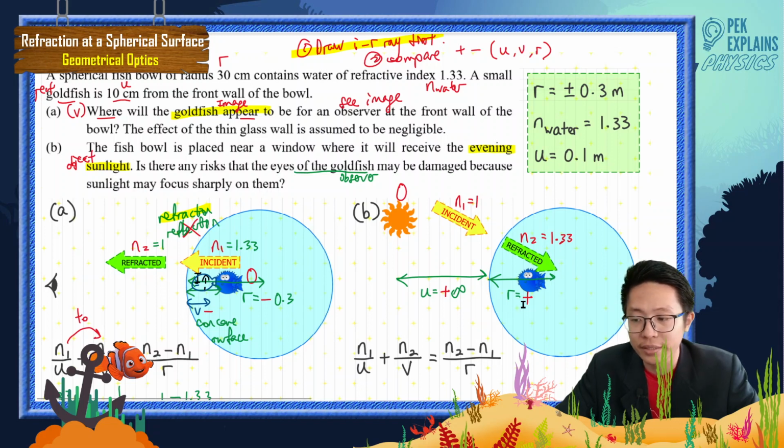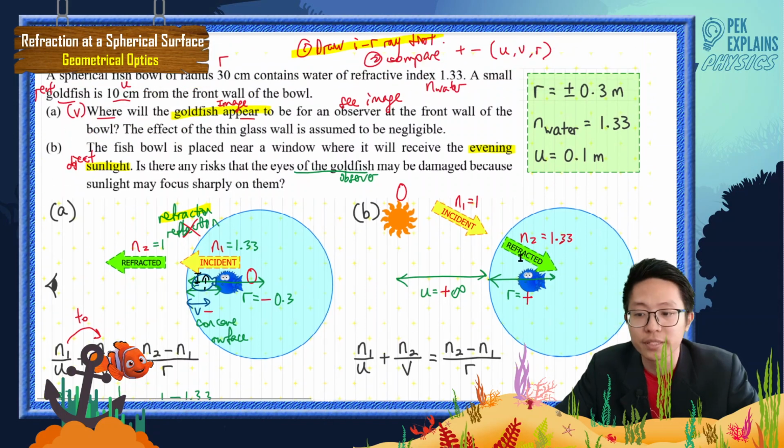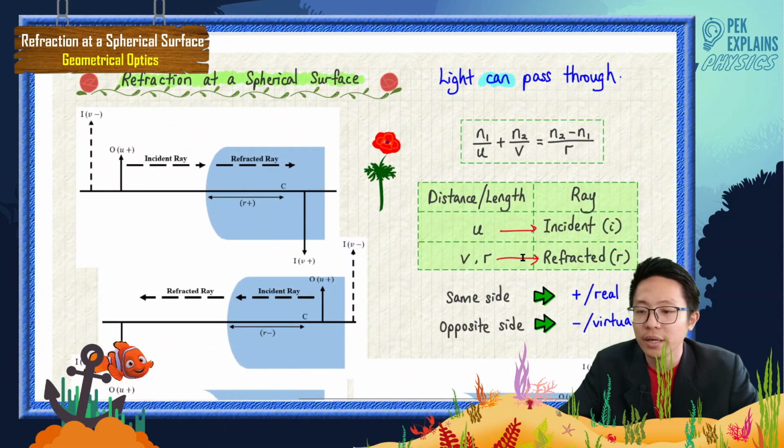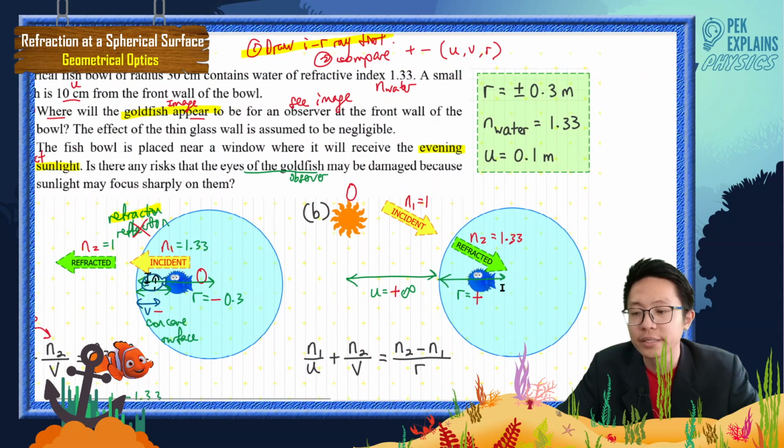This radius is positive because it is on the same side as the refracted ray. Remember, we compare our radius with the refracted ray. If same side, positive; if opposite side, negative. This time my radius is on the same side as the refracted ray, so that's why my radius is positive 0.3.